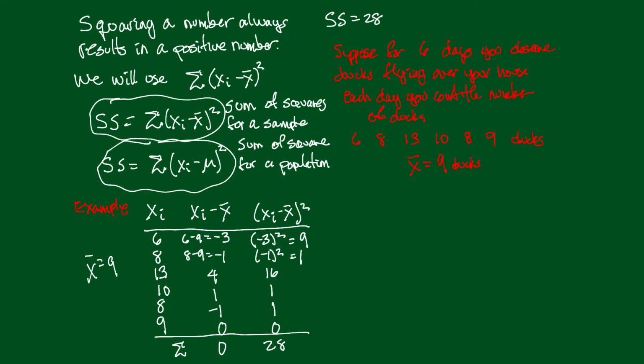I'm going to carry the units here so you can see what happens. 6 ducks minus 9 ducks, that's negative 3 ducks. But then you square it, okay? So I'm going to square it. So what do I get? I get 9 square ducks.